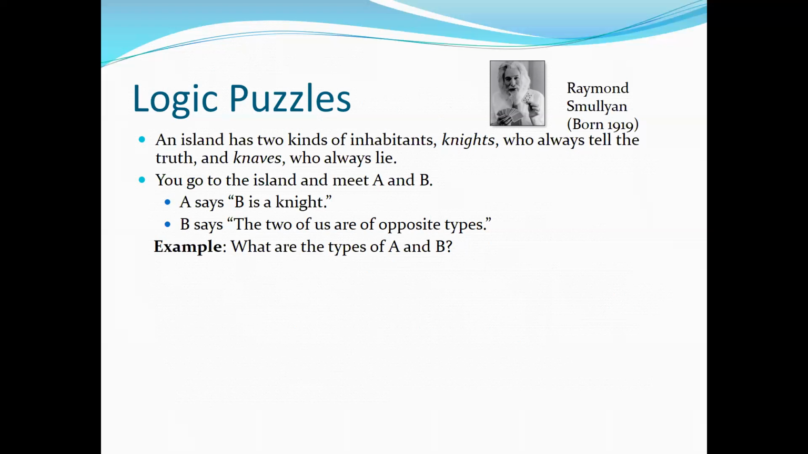Well, let's see the solution of the problem. Look, we have two scenarios. A says B is a knight. What does that mean? It means if B is really a knight, then B is not telling a lie. If A is a knave, then this should be a lie, right? So let's solve this puzzle.